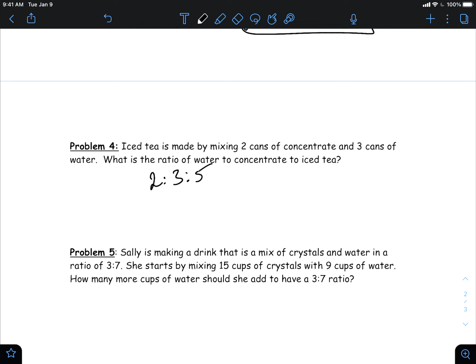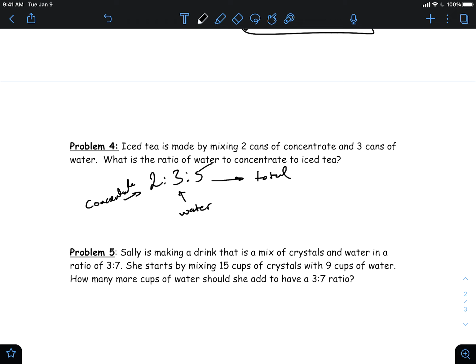That's all we're looking for. And if you wanted to, you could keep track of concentrate, water, and total. Okay. Does anybody have any questions?